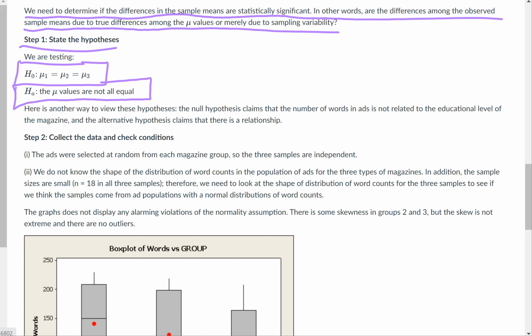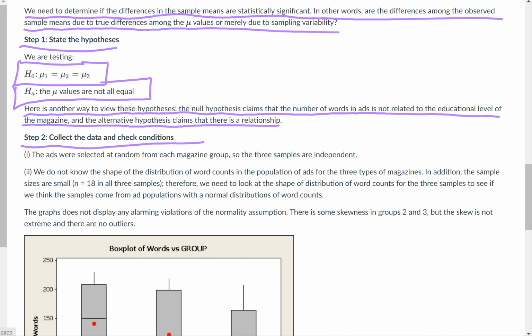There's another way to view these hypotheses. The null hypothesis claims that the number of words in ads is not related to the education level of the magazine, that they should be all equal on average. The alternative hypothesis claims that there is a relationship. The second step will be to collect the data and check conditions.